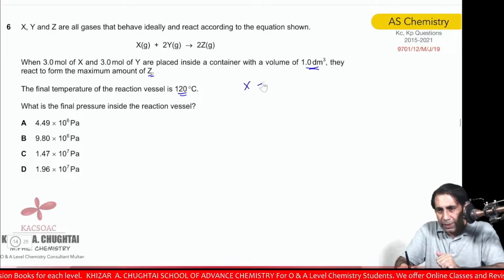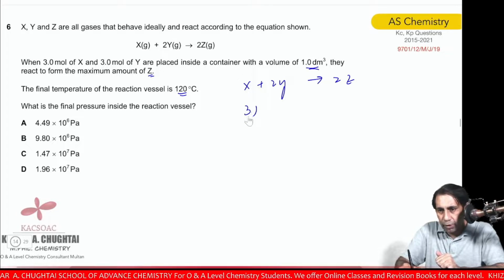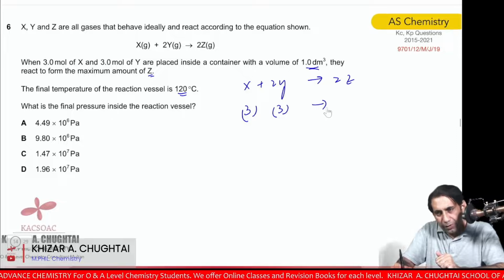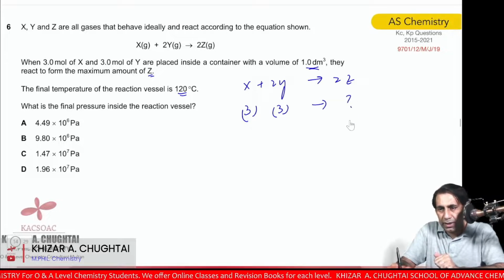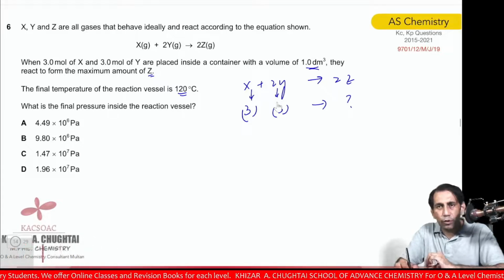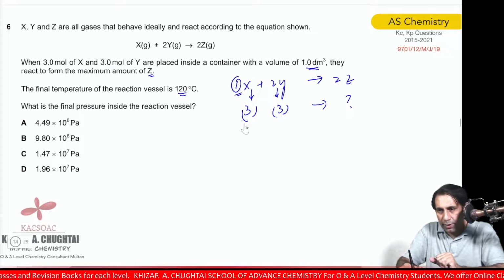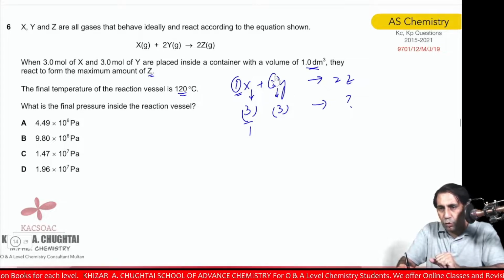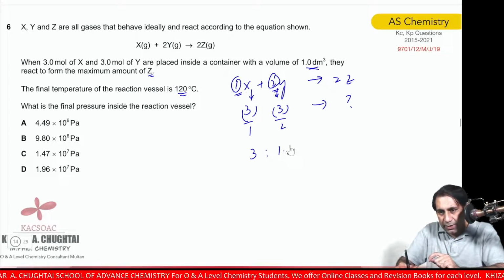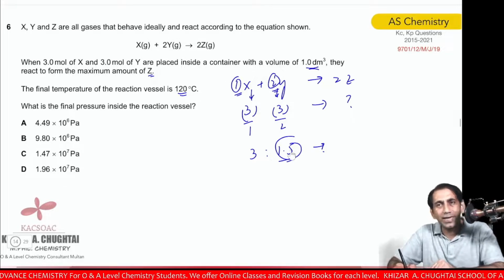Initially, X plus 2Y goes to 2Z. The mole of X is equal to 3 mole. The mole of Y is also 3 mole, and we are going to find the mole of Z. You know that if we are given the quantity of both reactants, we will have to find the limiting reactant first. The mole of X is 3 divided by 1. Mole of Y is 3 divided by 2, according to this balanced chemical equation. Its answers are 3 and 1.5. So this one is the lower answer, and it means that Y is the limiting reactant.